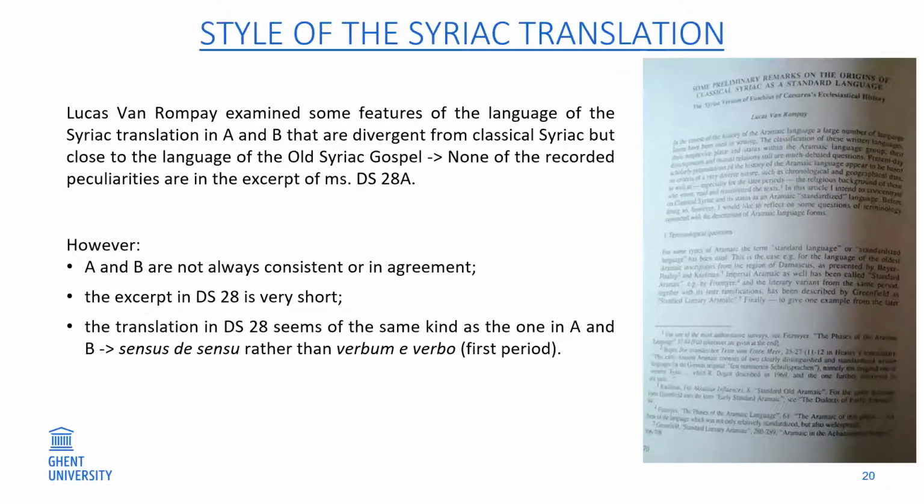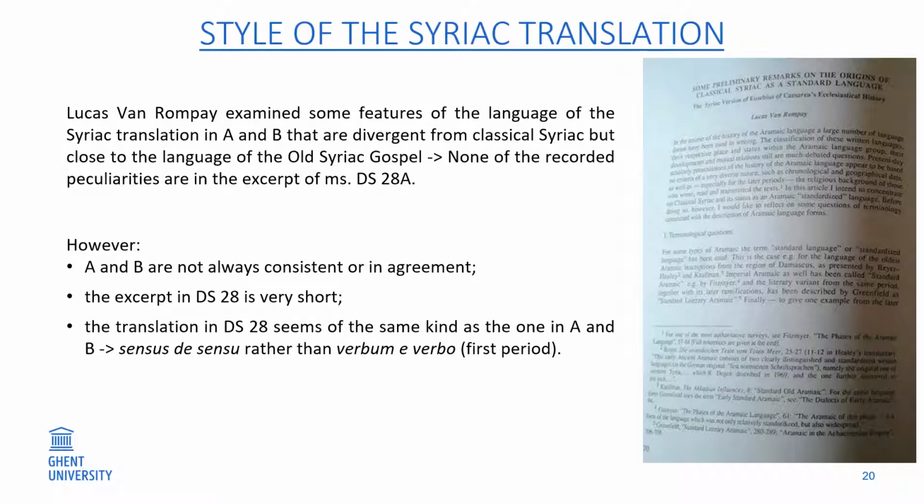Why am I stressing this so much? Because Lucas van Rompuy examined the features of the language of the Syriac translation of Eusebius and noticed that it's quite different in some respects from the classical Syriac, but it's close to the language of the Old Syriac Gospel. Now, none of the recorded peculiarities highlighted by van Rompuy are in our manuscript.